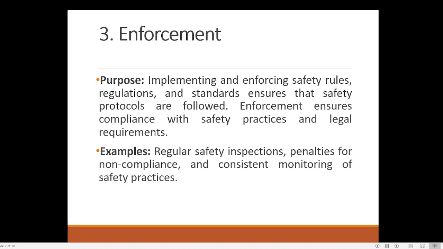And the third aspect is enforcement. Even if we give many people proper education, many may not follow it. There comes the role of enforcement. Enforcement is actually the task of police and courts. It means implementing and enforcing safety rules, regulations and standards, and ensuring that safety protocols are followed.